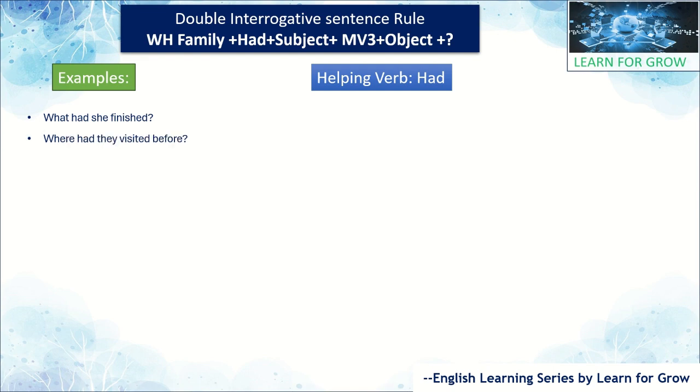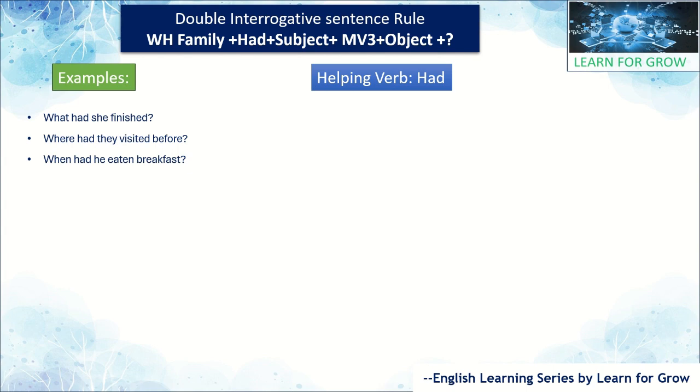Where had they visited before? Here where is a WH family word. Had is a helping verb. They is a subject. Visited is the main verb form third, and before is the object, right? When had he eaten breakfast? When is a WH family word. Had is a helping verb. He is a subject. Eaten is the third form of the eat word, and breakfast is the object.